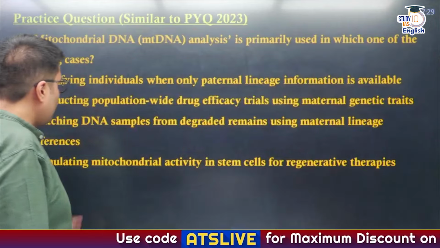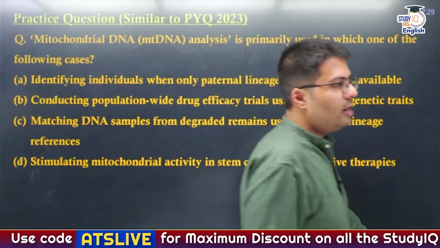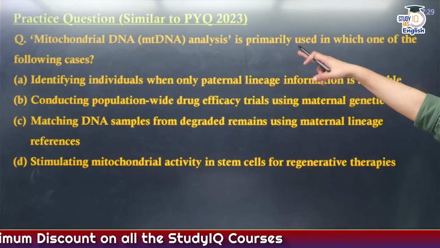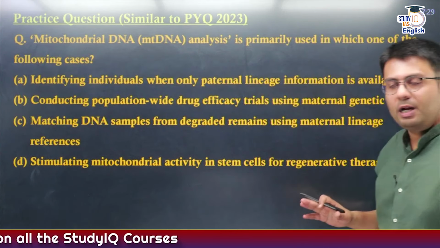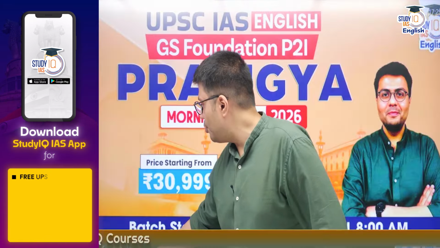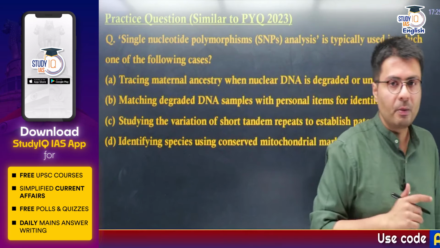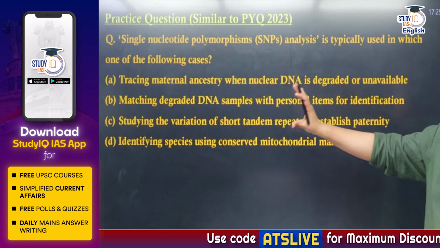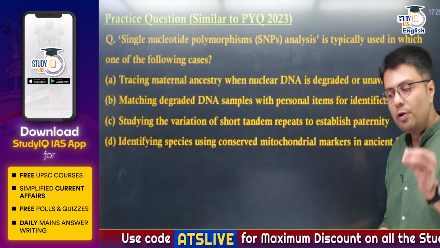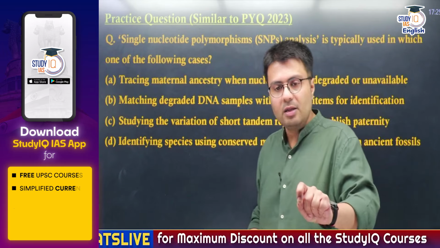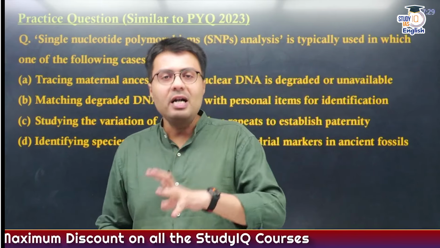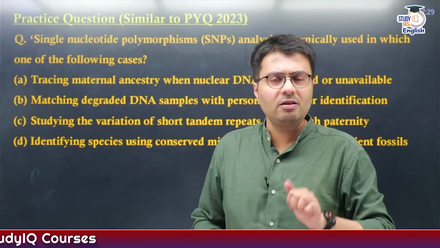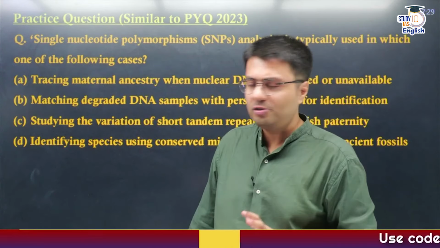Now coming back to the question, this is the first question that I've curated for today's discussion. This is modeled exactly on a DNA based question that appeared in the 2023 prelims. And I have another question for you before this session ends, this one. Single nucleotide polymorphism analysis is typically used in which of the following cases? For both of the questions, please let me know the correct answer in the comment section. I will tell you the right answer in case you answer it correctly, by simply hitting the like button so that you know your answer is correct.